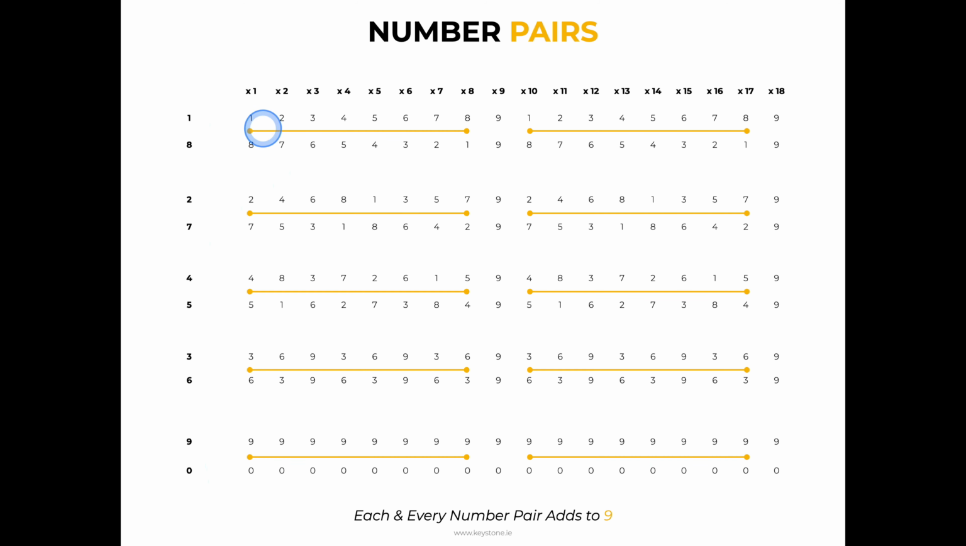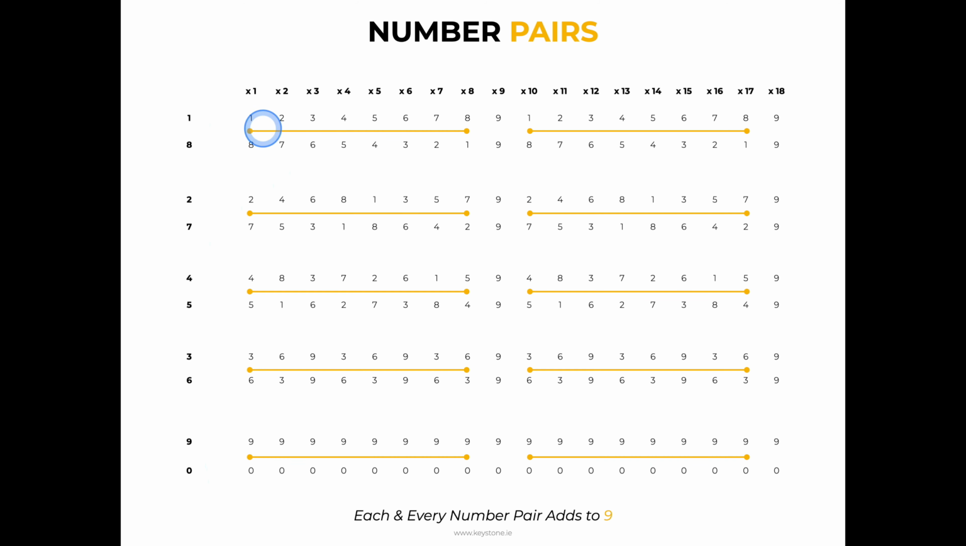That is overlooked by most mathematicians and people interested in alternative mathematics. 0 is a twin of 9. These are number pairs, and 0 is a pair of 9.